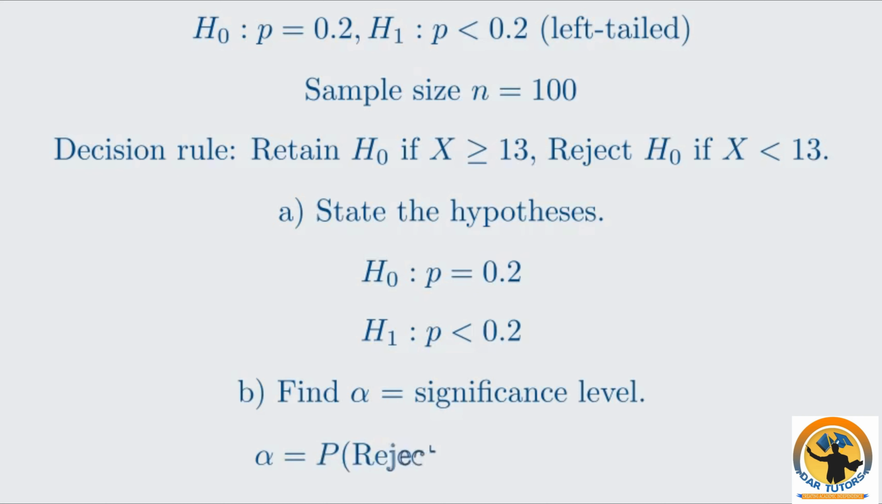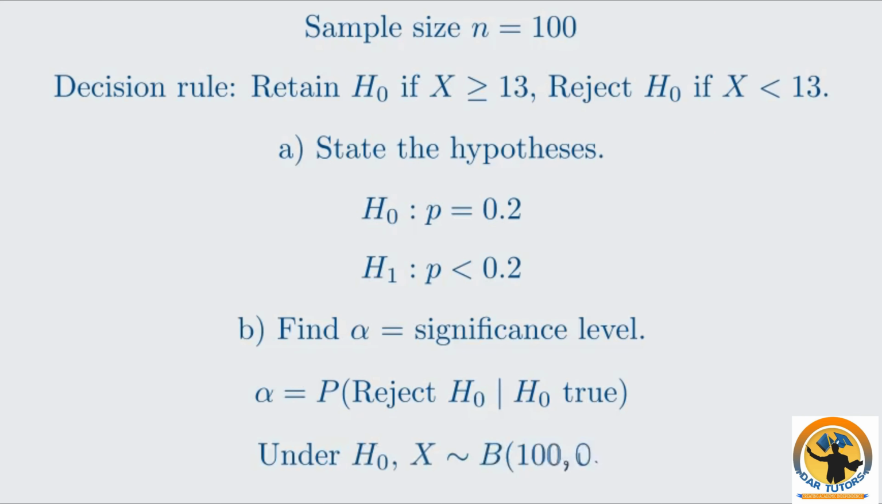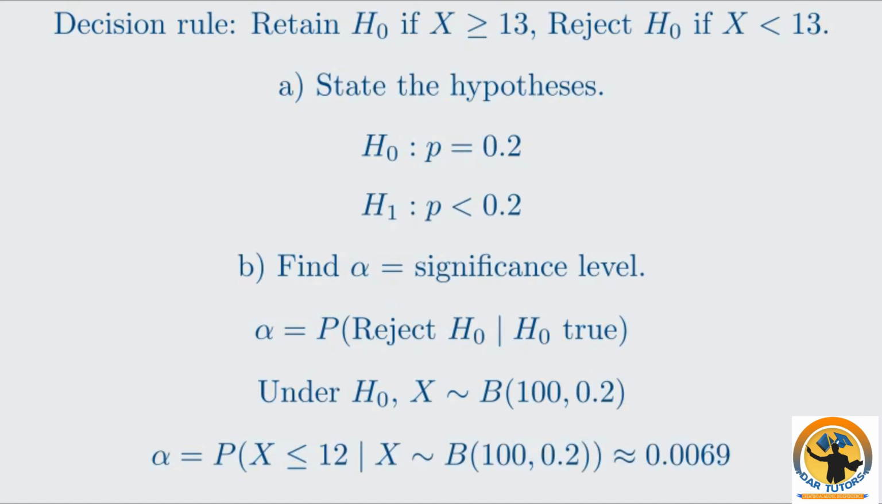Part B asks for the significance level of this test. Alpha is the probability of rejecting H0 when it's true. According to the decision rule, we reject H0 if X is less than 13. Under H0, X follows a binomial distribution B(100, 0.2). We need to find P(X < 13), which is the cumulative probability P(X ≤ 12). Using a binomial calculator, this is approximately 0.0069, so the significance level of this test is very low, about 0.69%.